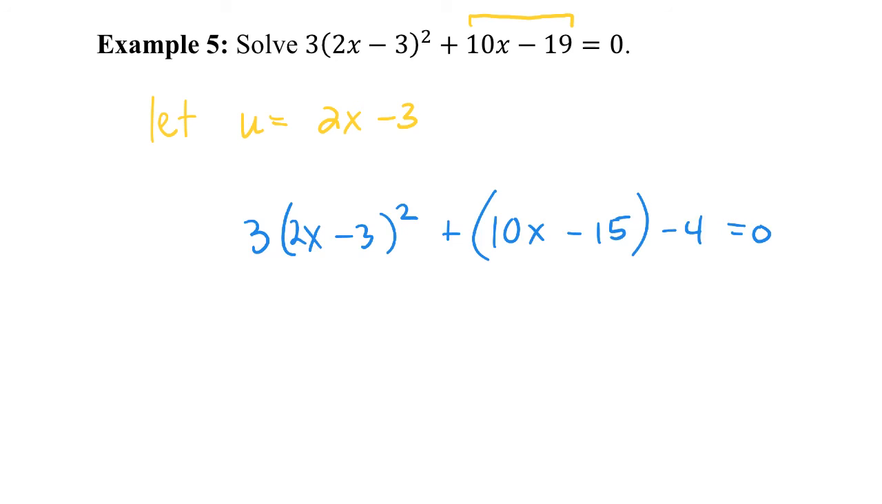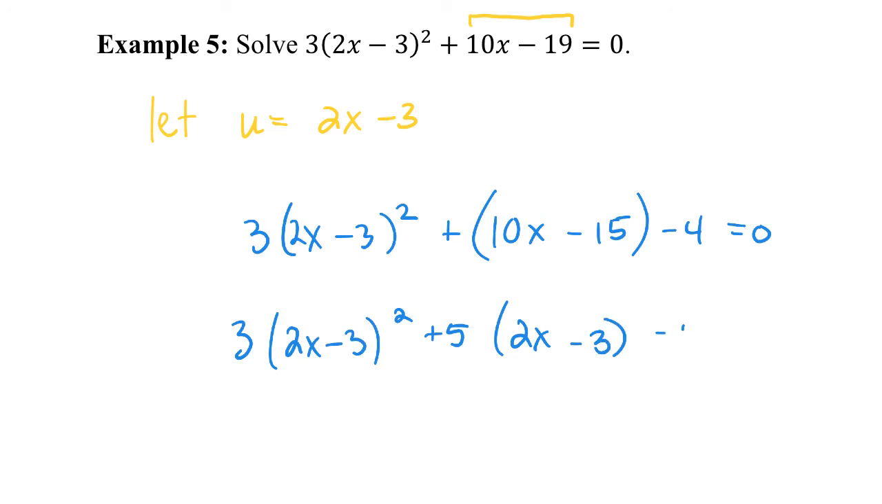And I'm going to group it like that. It's the same thing. Minus 15 minus 4 is negative 19, isn't it? A negative 15 and a negative 4 is definitely negative 19. I'm doing this on purpose. So now I can factor a 5 out of that middle term. Take a 5 out of here, and it leaves me with 2x minus 3.